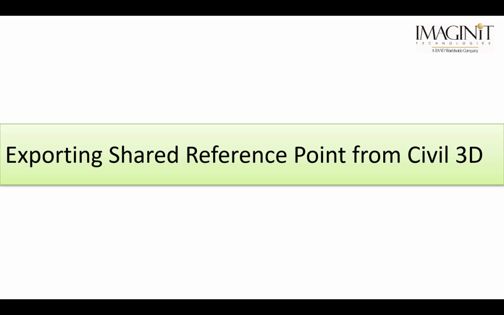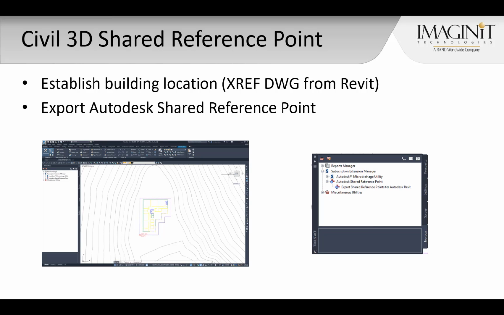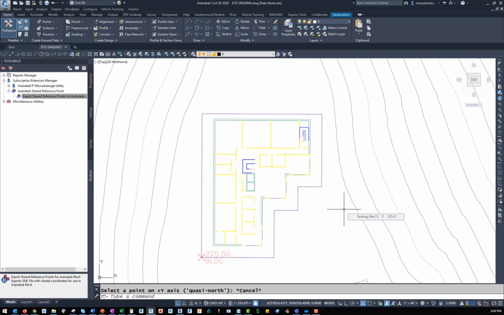The first step in the process is to export a shared coordinate XML file from Civil 3D. In order to do this, I've placed my Revit model on site using an XREF that was exported from Revit. In addition, I have a Civil 3D point in the drawing that I can snap to as my designated point of reference and corresponds to a location that I can easily identify in the Revit model. To export the shared reference point, all I need to do is double-click on the command from the Toolbox tab of the Civil 3D toolspace.